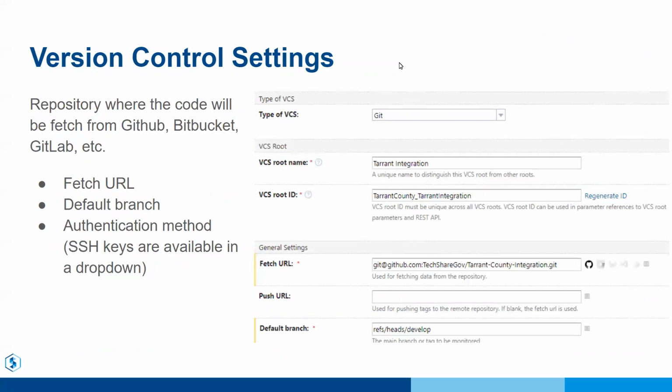What are version control settings? It's basically the repository, right? So it's where the code will be fetched from: GitHub, Bitbucket, GitLab, etc. So what do you need to configure it? Well, you have to set up the type. You need the fetch URL, specify the branch you want for that configuration, and the authentication method. In our case, we have SSH keys from GitHub.